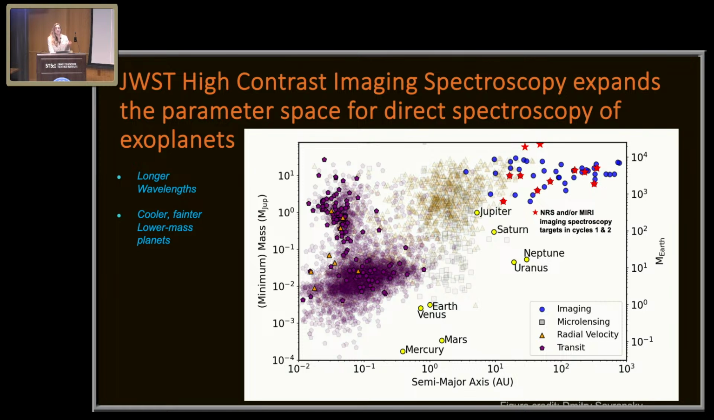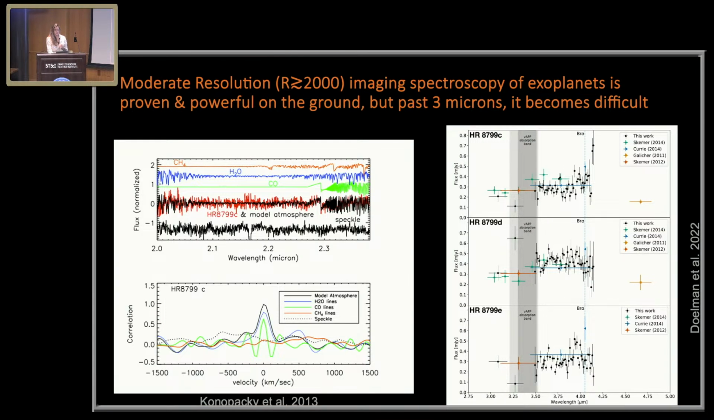But JWST high contrast imaging spectroscopy has actually started to expand this parameter space not only into the 3+ micron wavelength range, but also starting to push to higher and higher contrast to lower mass objects. So we're really excited to see what JWST is going to show us about some of these wide orbit objects.